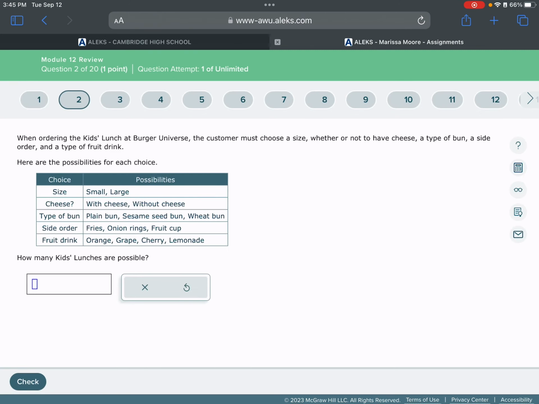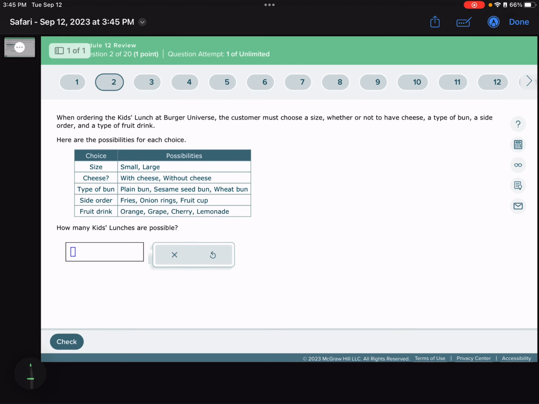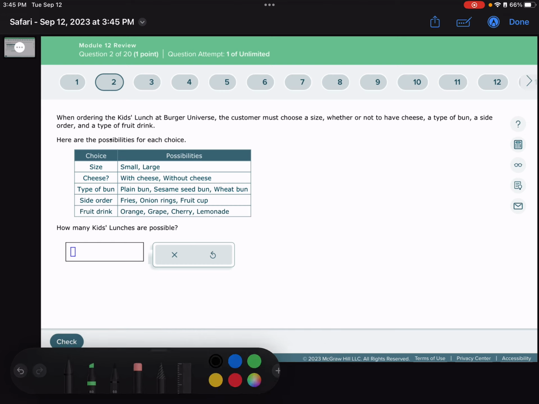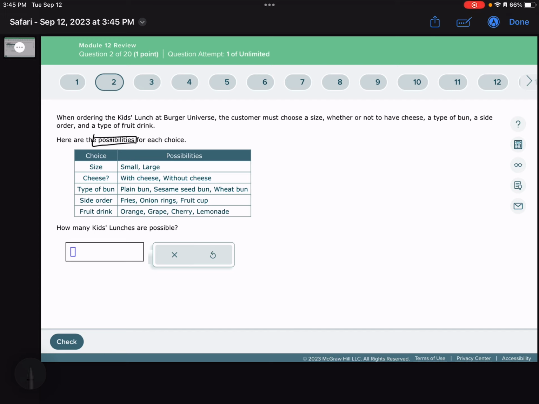Question number 2. All right, for this one, I'm asked for the possibilities, and I want to find how many are possible. So my "how many are possible" is my question. When I'm looking for how many possibilities there are, I'm going to take each one. In this first event, there are 2 possibilities. In the next event, there are 2 possibilities. And the next one, 3. The next one is 3. And the next one is 4. And I'm going to multiply those together.